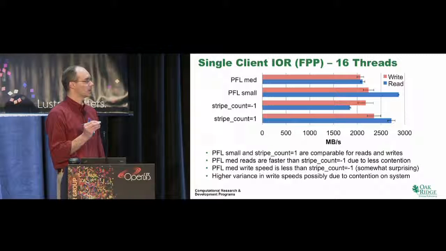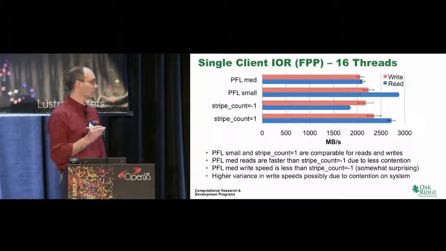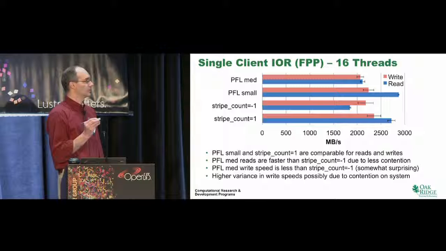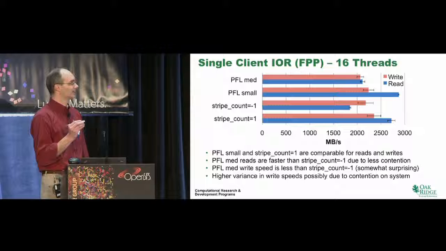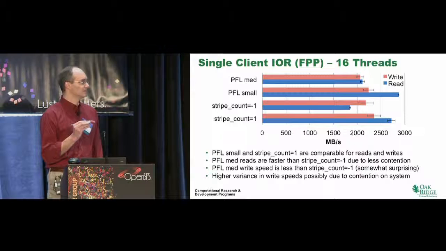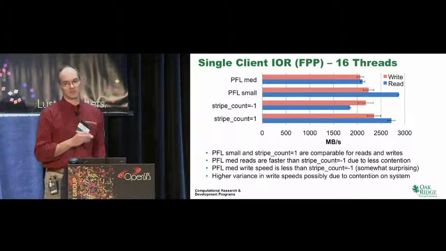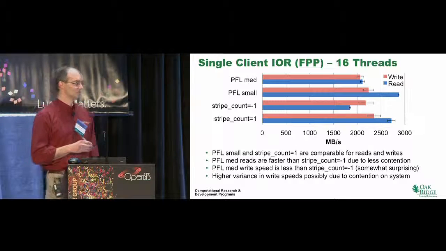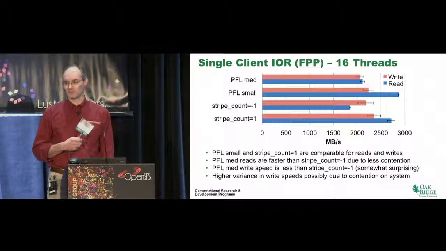You also see that the stripe count -1, you expect that to actually be somewhat smaller than stripe count 1 due to contention. And then for the intermediate PFL medium layout, you see that the read speeds are better than the stripe count -1. There's a little bit of a surprising result in that the write speeds were less than stripe count 1, but you can see that there's some high variance on some of these numbers, which we believe is due to contention within the testing file system. These weren't the only tests going on at the time.